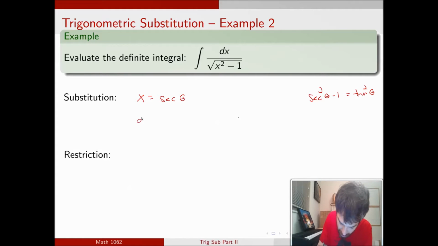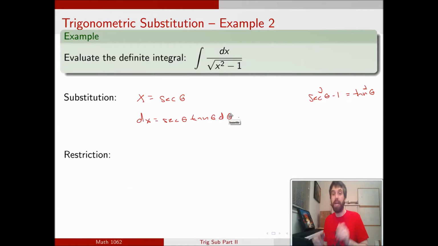I'll also note that we know what the derivative of secant is. It's going to be secant theta tangent of theta d theta. When we do our substitution, it's very important to change the dx as well.